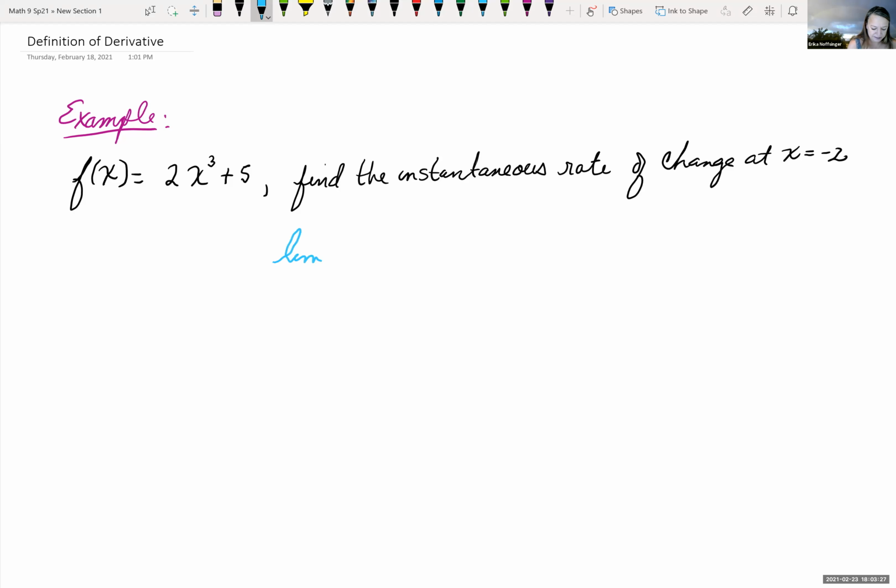we're looking at the limit as h approaches 0 of f of, so it depends on what value we want to look at. In this case, our x value is -2. Usually we put a plus h, but our a value in this case is -2. So f of -2 plus h minus f of a. But again, in our case, our a value is -2, so f of -2. And then we put this all over h.